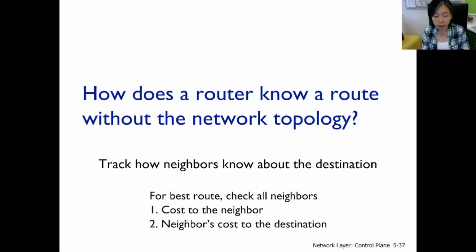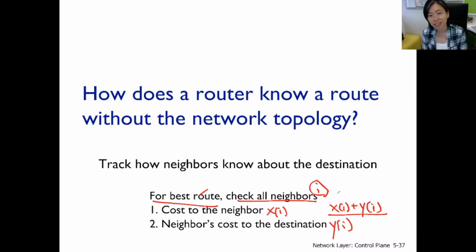But in order to discover the route that is the best to the destination, you will need to check through all neighbors. For each neighbor, you find the cost to that neighbor, and you find out from that particular neighbor the cost to the destination. And you sum up X and Y for that particular neighbor. So you pick i such that Xi plus Yi is the lowest. There, you discover the best route, the shortest path. And i there is the next hop that leads to the shortest path to the destination.